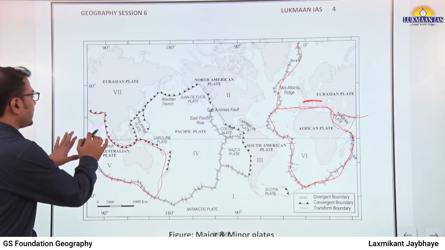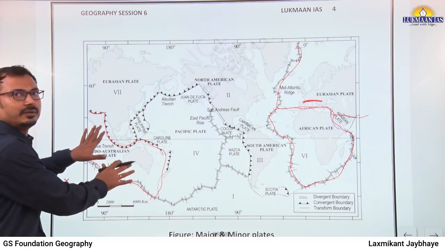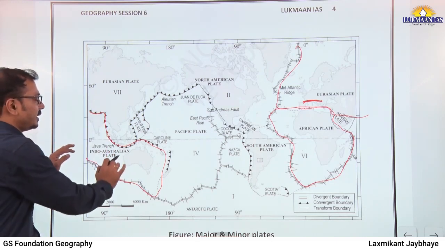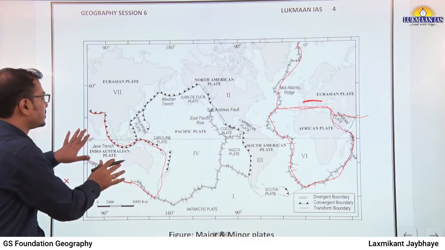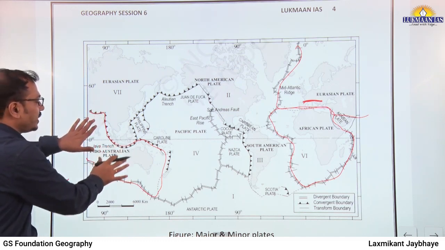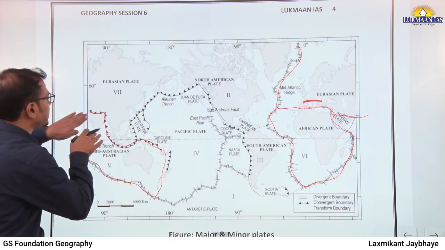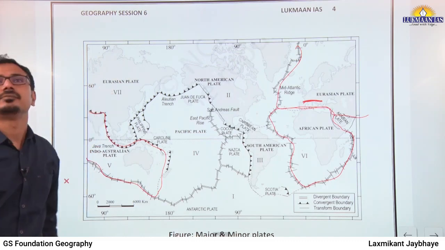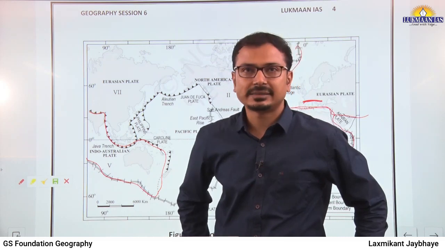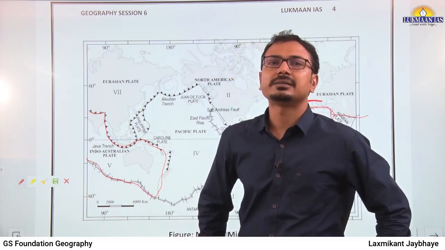Now, this Indo-Australian plate, which has the continental mass of the Indian peninsula and here Australia, is moving in this direction like this. Being the oceanic plate, it is heavier, so it is getting subducted under the Eurasian plate, and because of that the formation of the Himalayas happened.